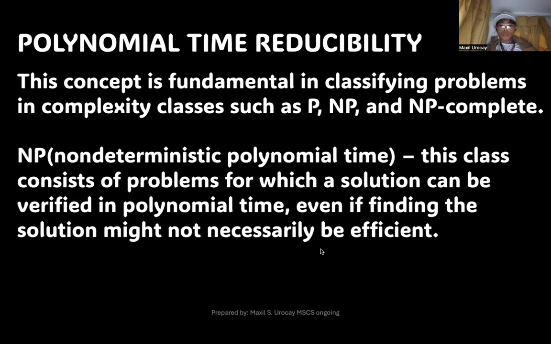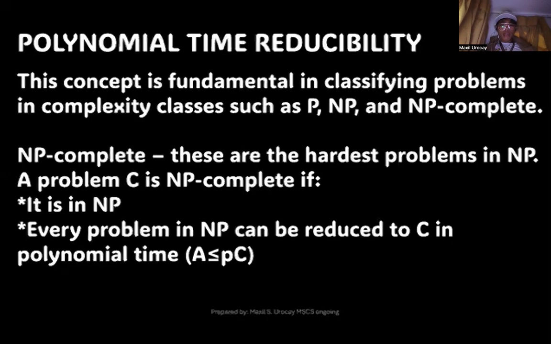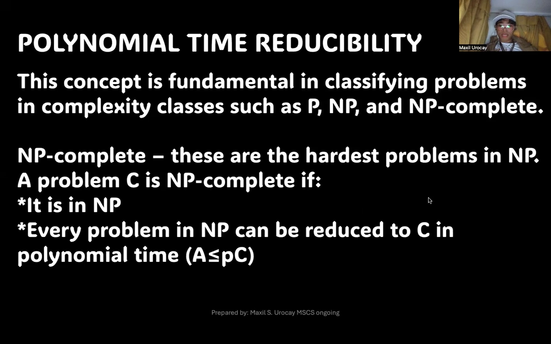So let's also check the next one. As I mentioned earlier, we also do have the NP-complete. So let me click next. Excuse me. So the NP-complete problems are the hardest problems in NP.